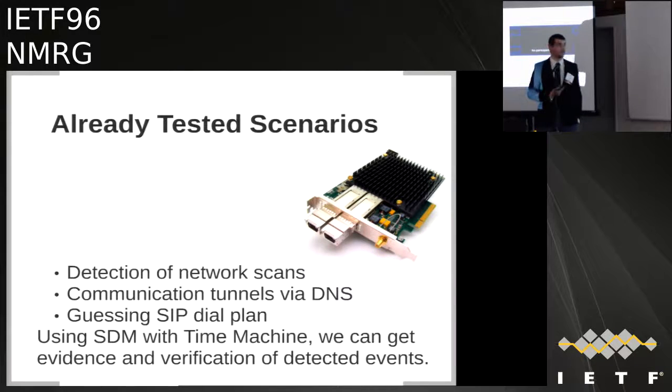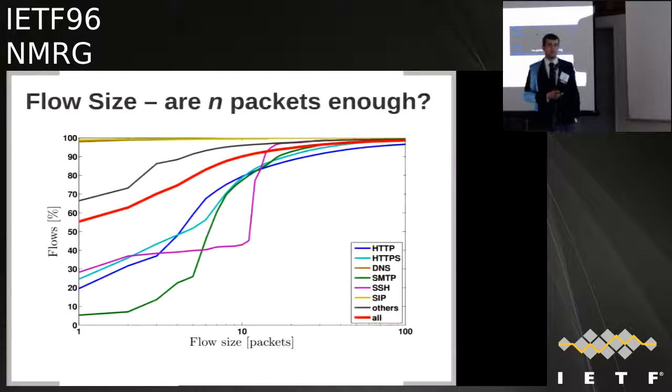So you might ask, are the N packets enough? We've done some monitoring of our network, and with the aggregation, it is the red line. If you capture only 10 packets, you get more than 90% of all flows, of all communication. The rest, 10%, is data that is not so interesting for you because it contains very big payloads, and these attacks also have short payloads.